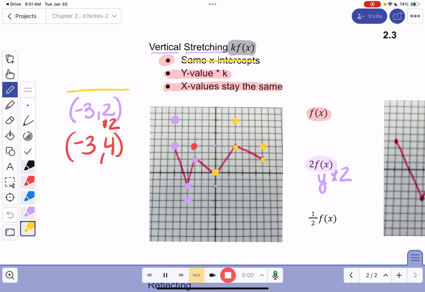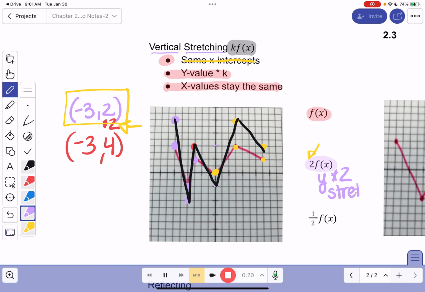So essentially, you just take each point, multiply the y-coordinate by that number, the k, and then draw your new point. If we connect those, that black line is the red line stretched out.